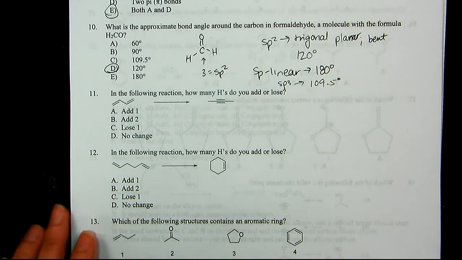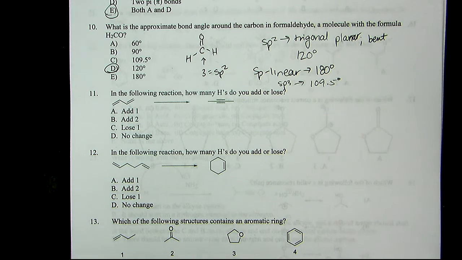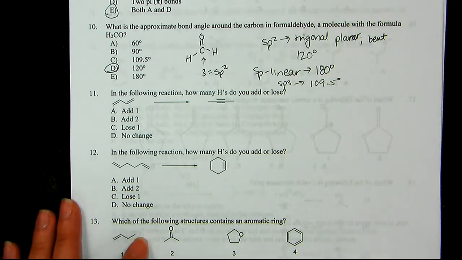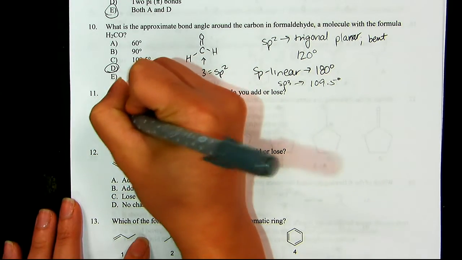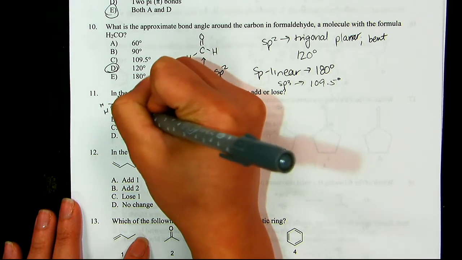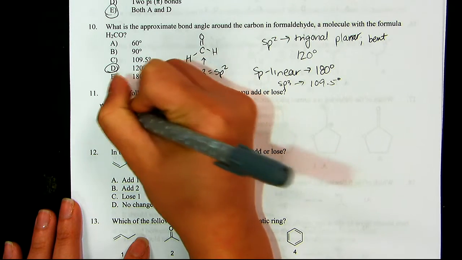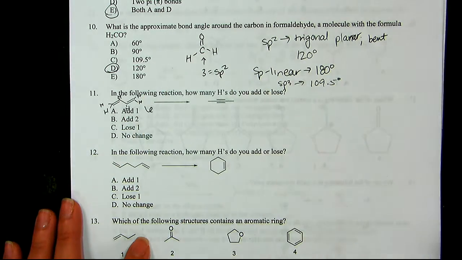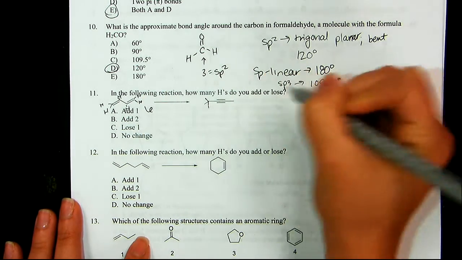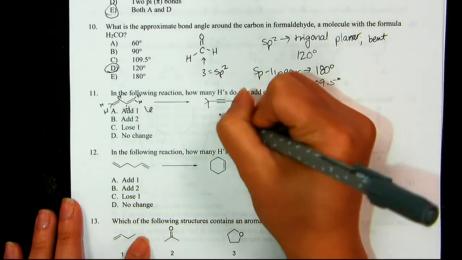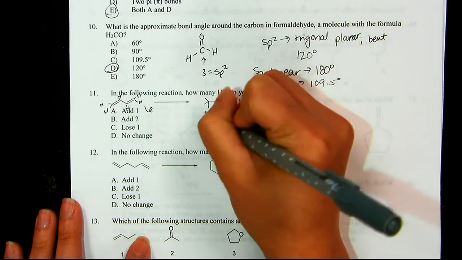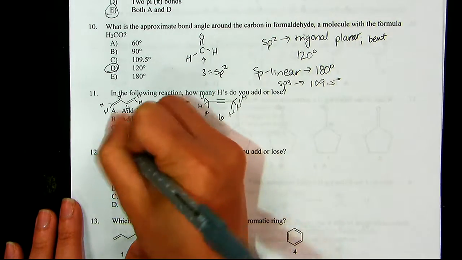Alright, in the following reaction, how many hydrogens do you add or lose? Again, just trying to see if you know how to read bond line structures in this one. So we have two hydrogens here, one hydrogen here, one hydrogen here, two here. So there's 1, 2, 3, 4, 5, 6 at this end. Here we've got 3 hydrogens coming off the end. So that's a total of 6 hydrogens also. So in this case, there's no hydrogens that are gained or lost.